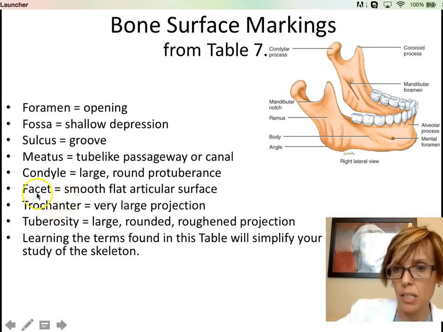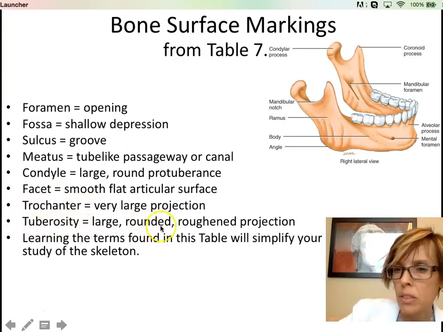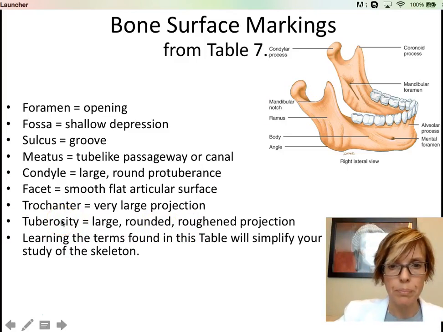A facet is a smooth, flat, articular surface. So you see facets in the vertebra. A trochanter is a large projection. A tuberosity tends to be a roughened projection. So unlike a condyle that's nice and smooth at a joint, a tuberosity tends to be more bumpy.